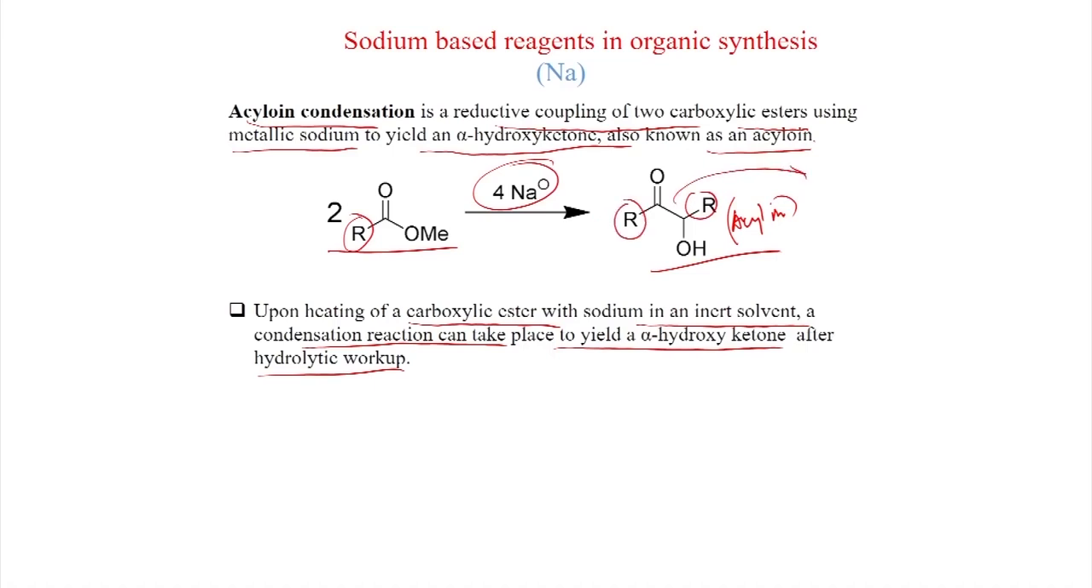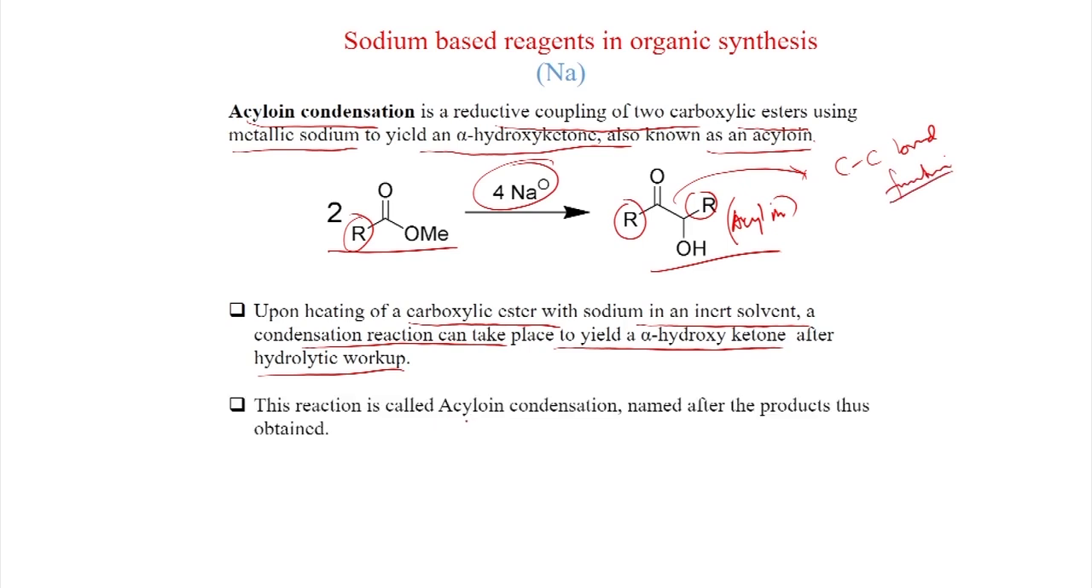There is a C-C bond formation happening. We will see this in detail in the mechanism. This reaction is called acyloin condensation, named after the product thus obtained. It works well with alkanoic acid esters. So, if you have an alkyl group here, R equal to alkyl, then the reaction is much more facile.